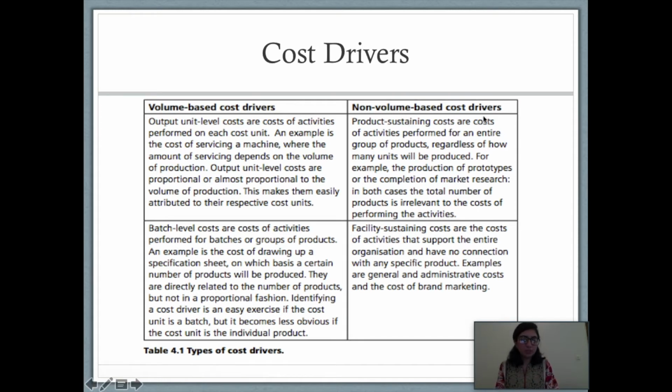Coming to non-volume based cost drivers, these are sustaining costs of activity performed for an entire group of products, regardless of how many units will be produced. So this is basically not directly linked to any quantifiable approach, right? The example is the production of prototypes or the completion of market research. In both cases, the total number of products is irrelevant because these are activities. Now, your research and development, what could be the cost driver behind it? Innovation, ideas generated by employees, right? So, non-volume based cost drivers are more subjective.